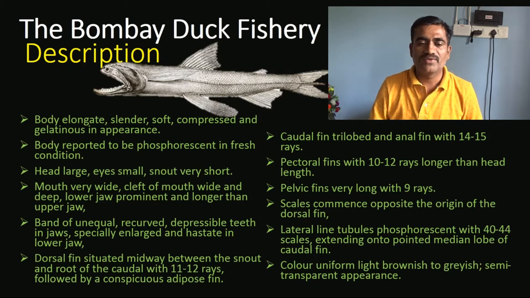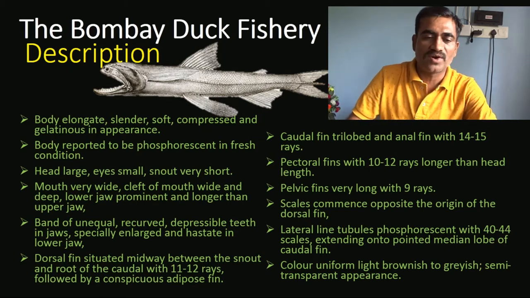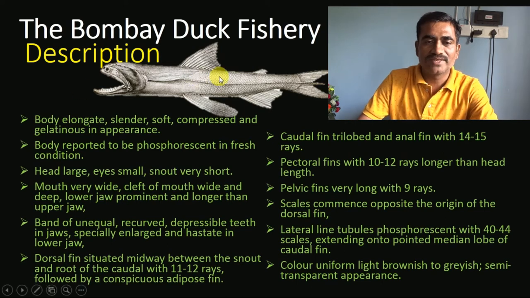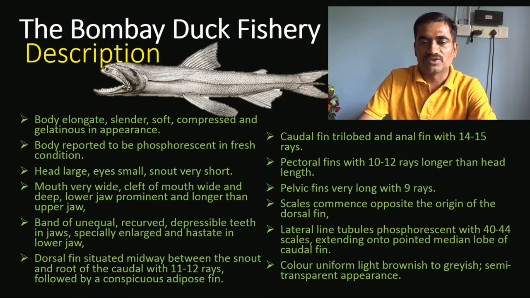The dorsal fin is situated midway between the snout and the root of the caudal fin, with 11 to 12 rays. This is the dorsal fin, followed by the small adipose fin. Here we can see this small adipose fin, which is the second dorsal fin, rudimentary in form, after the first dorsal fin. This one is the first dorsal fin.